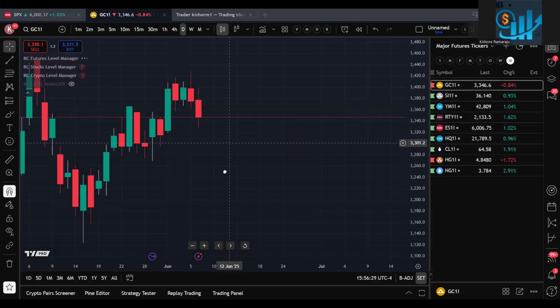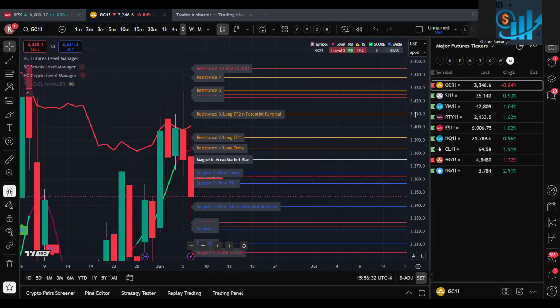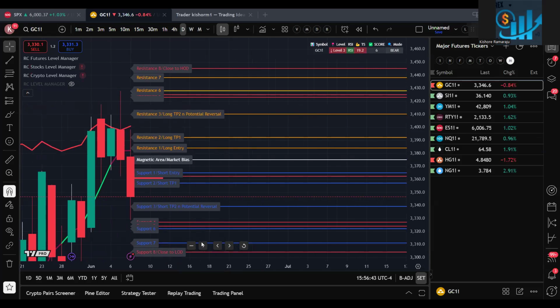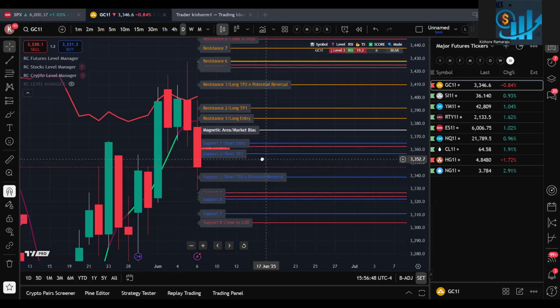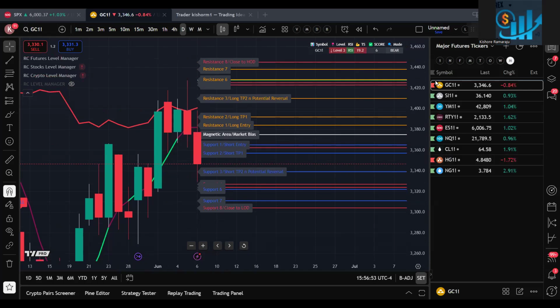For GC, my open was a little bit above the magnetic area, but close was below the magnetic area. So I'll mainly focus on the short opportunities. So for GC and copper, today we'll mainly look at the sell opportunities. For silver, Dow Jones, Russell, ES, NQ, crude oil, natural gas, we'll mainly focus on the buy opportunities.